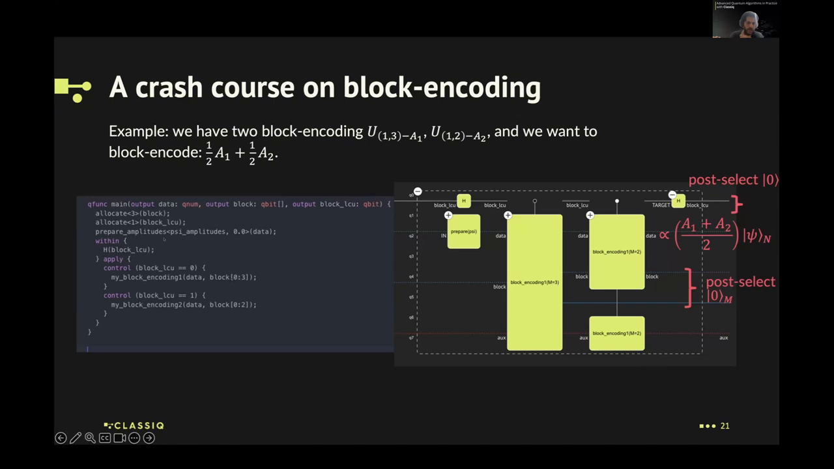the slice between 0 to 3. And in the second one, I'm using between 0 to 2. And what eventually do I get in the end? If I post select on the original block and on the new added block, I know that here the state is coupled to A1 plus A2 times psi. Okay, and of course, in Classiq, sometimes some functions use auxiliaries, and you don't need to care about this. This is done automatically.